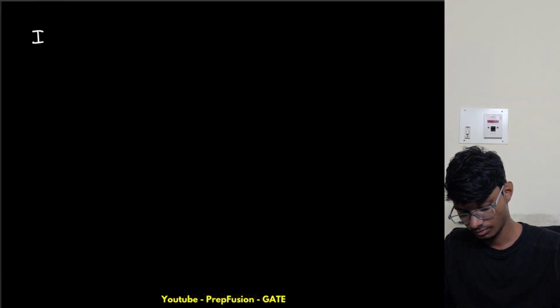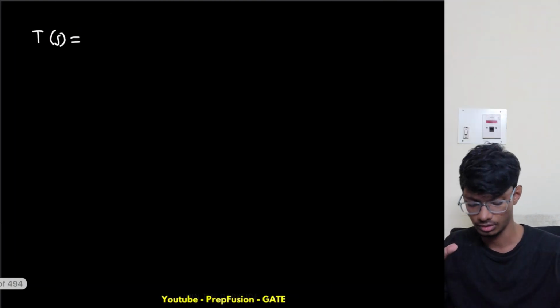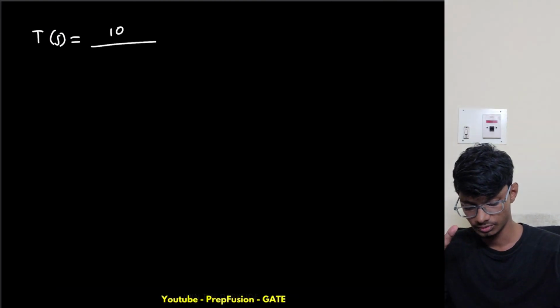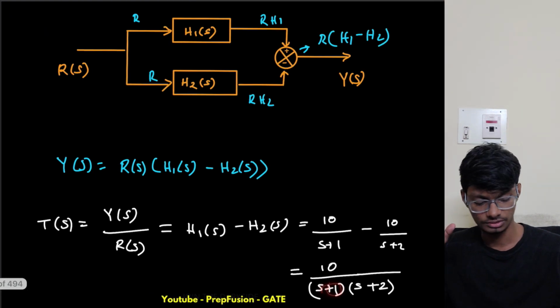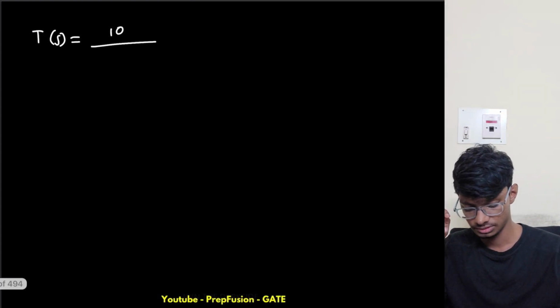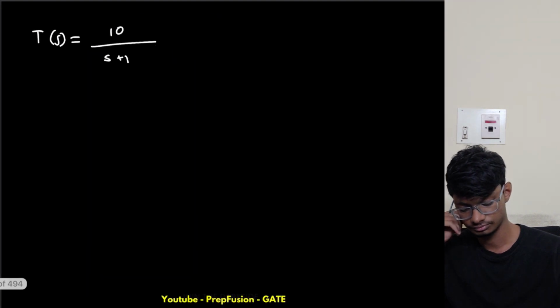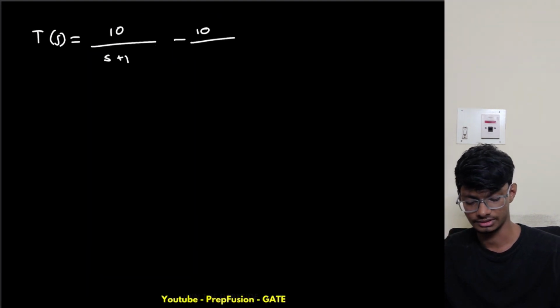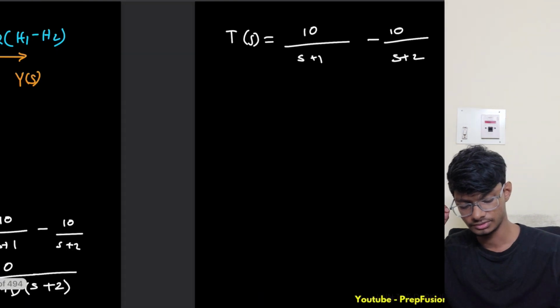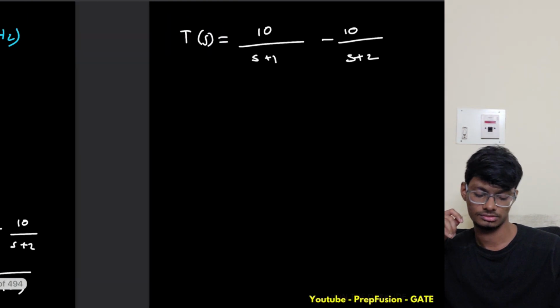So T of s, if I do partial fractions, I hope you know how to do partial fractions. I'll put s equals minus 1 here, so I'll get 10 by 1, so this is 10 by s plus 1. And if I put s equals minus 2 here, I get minus 10 by s plus 2. That is why it was subtraction, as you can see.